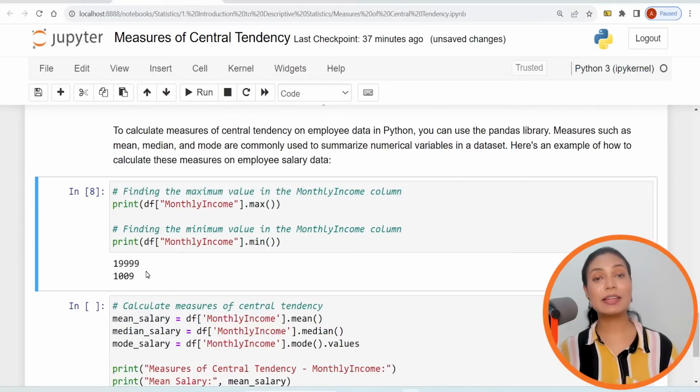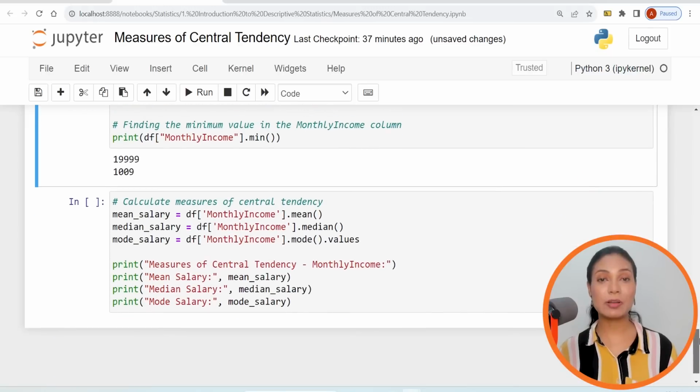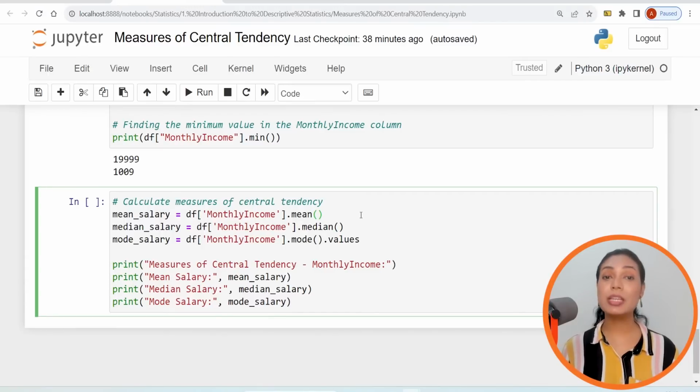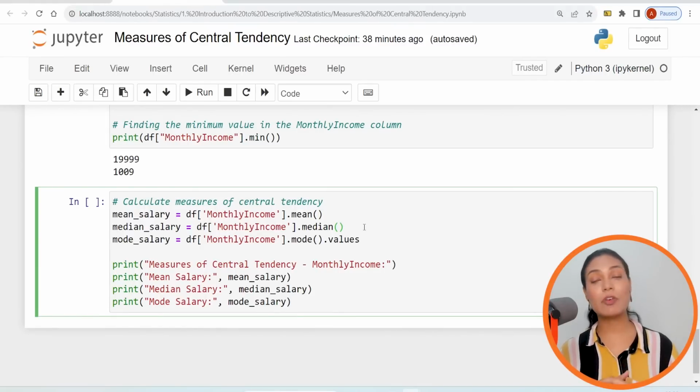The first line calculates the mean, that is average, of the monthly income column in the data frame df and assigns it to the variable mean salary. The mean is computed by summing up all the values in the monthly income column and dividing it by the total number of values. The second line calculates the median of the monthly income column in the data frame df and assigns it to the variable median salary. The median is the middle value when the monthly income values are sorted in ascending or descending order. It represents the value below which half of the values fall and above which half of the values fall.